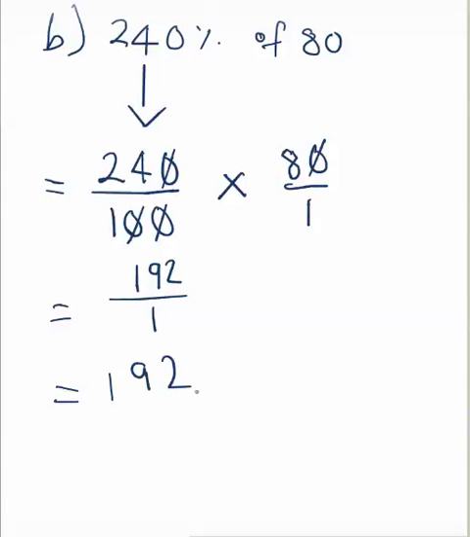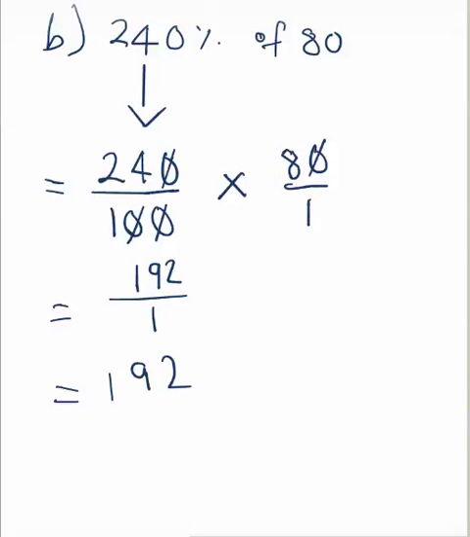And we're done. Now, we haven't been given dollars or any units, so the answer is simply 192. And we can see how 192 is more than double 80, because 240%, I'll say it once again, 200% is double of 100%, plus that 40%.